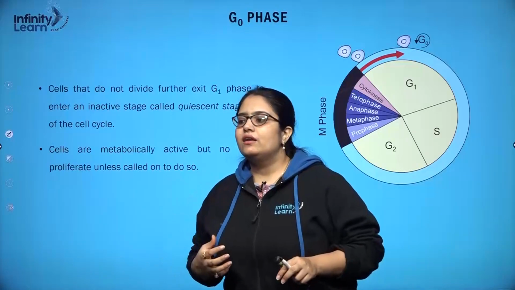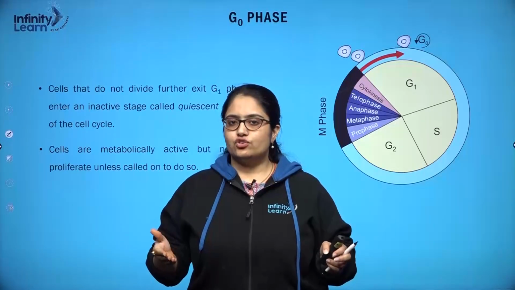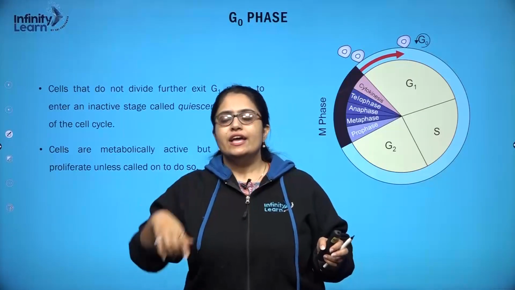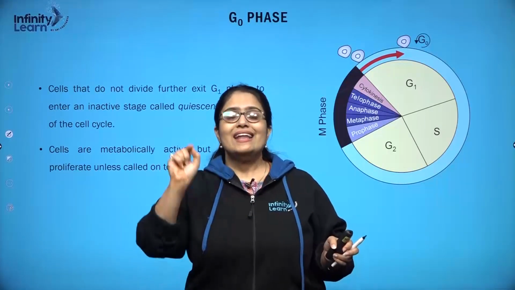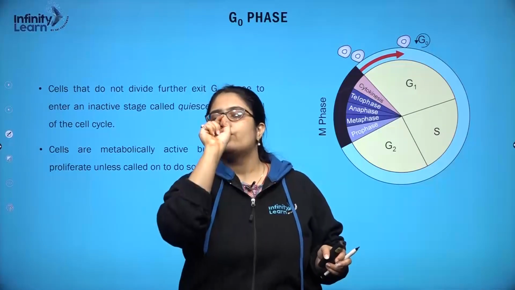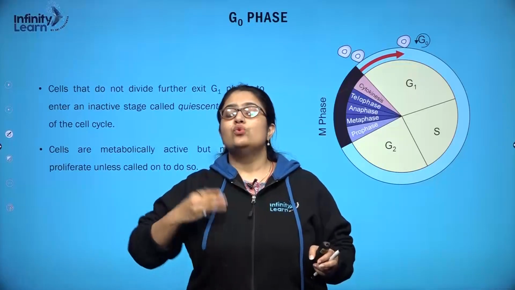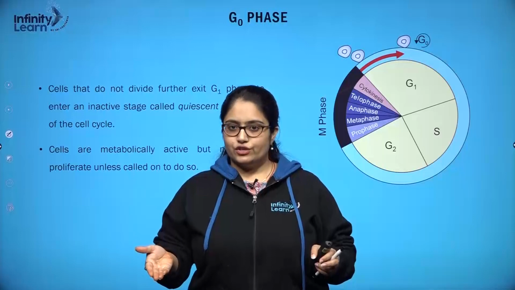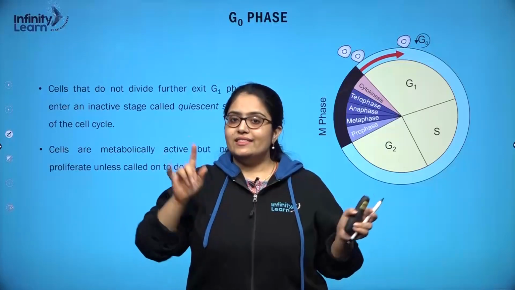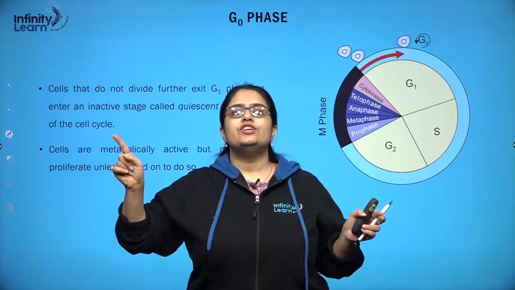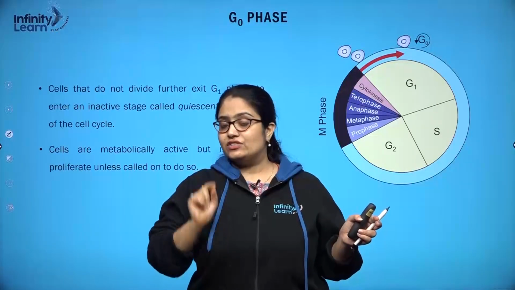So whenever a cell does not wish to divide or continue the division, my dear students, in that case that particular cell is going to exit the G1 at the end of the G1 and enter into an inactive stage known as G0 or quiescent stage. I repeat, the cells which do not wish to continue the division, but they can do the division whenever they are called to do so, will exit the G1 at the end of the G1 and enter into an inactive stage known as quiescent stage, that is the G0.